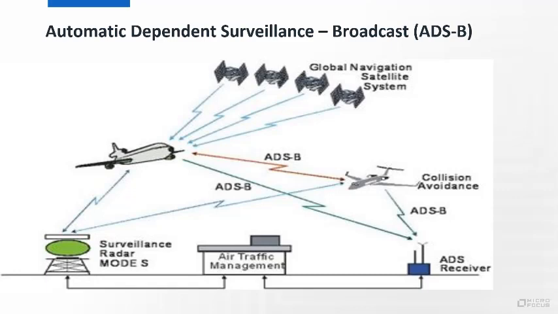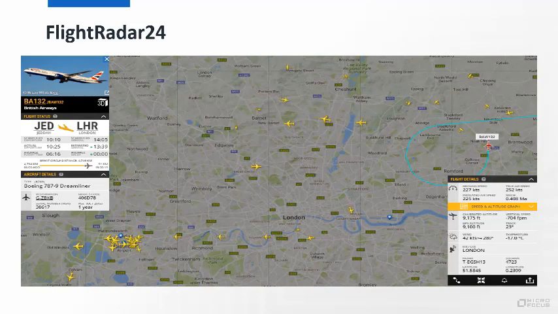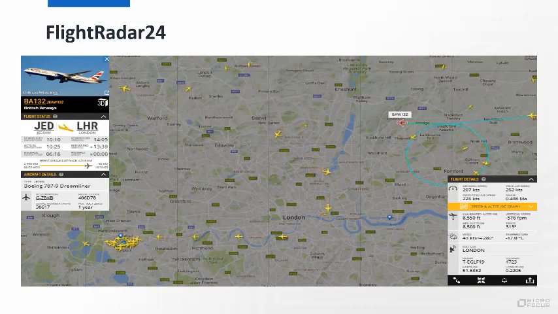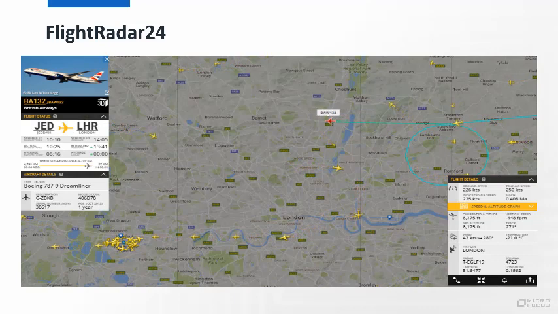ADSB is transmitted at a frequency of 1090 MHz and can be received by any radio receiver that can capture that frequency and software that can decode the digital broadcast signal into its representative usable data. In addition to being used by air traffic controllers and by the aircraft's own navigation systems for collision avoidance, a number of other uses of ADSB data have sprung up.